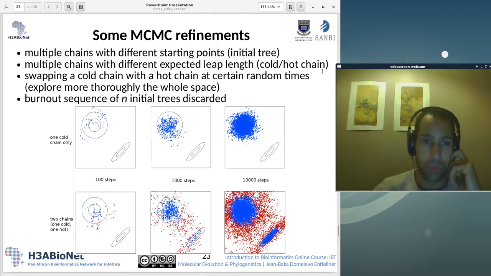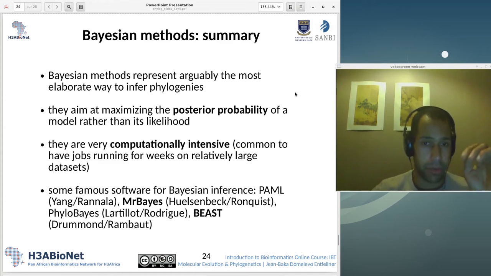Okay, so why do we do all these? Remember, we need to calculate lots of different likelihoods to sample as evenly as possible the space of models, and to calculate the denominator in the formula for the maximum posterior probability. So, to summarize what we said on Bayesian methods, they represent arguably the most elaborate way to infer phylogenies.